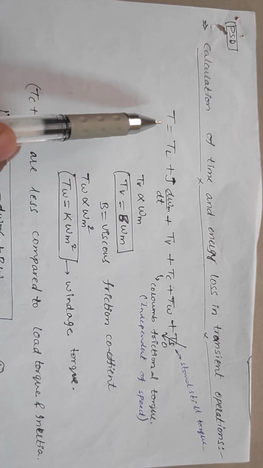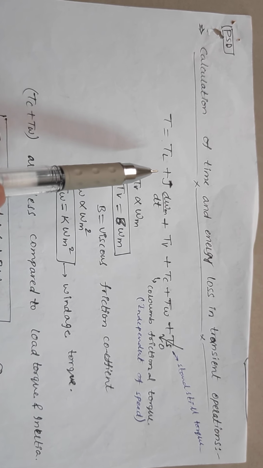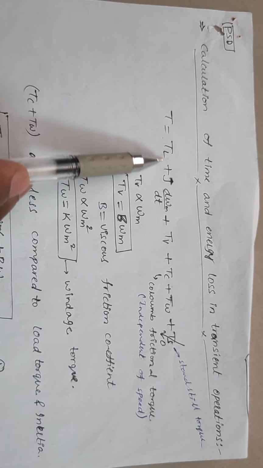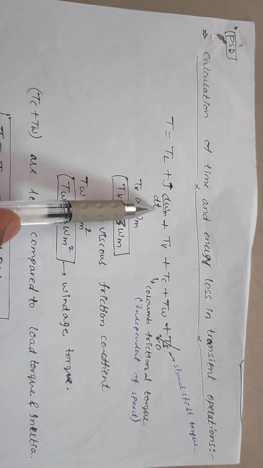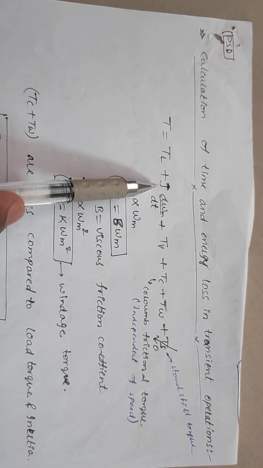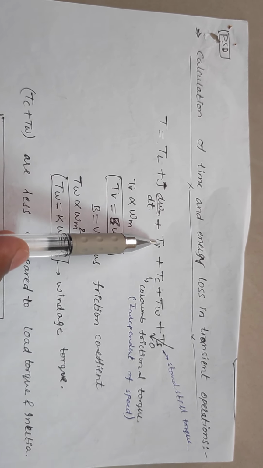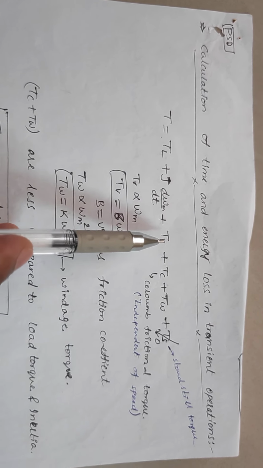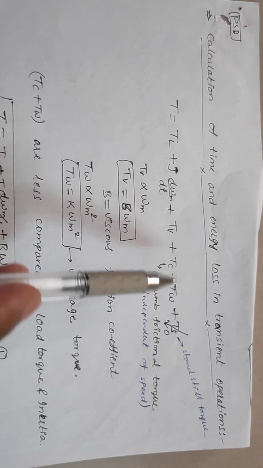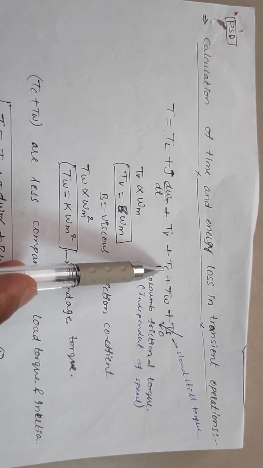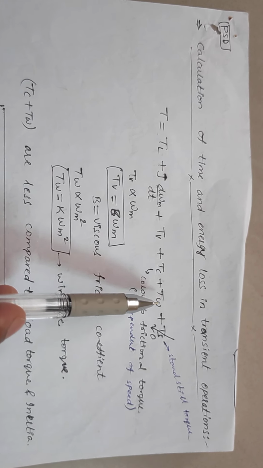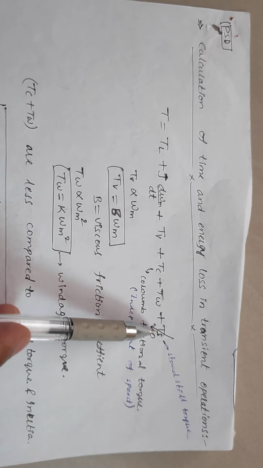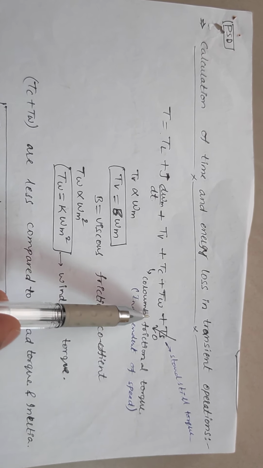The overall torque equation: T is equal to TL, the load torque, plus J into d omega by dt, the torque due to the inertia, plus TV, that is the viscous friction torque due to the frictional torque, and TC, the Coulomb frictional torque, TW, the windage torque, and TS, which is the standstill torque.